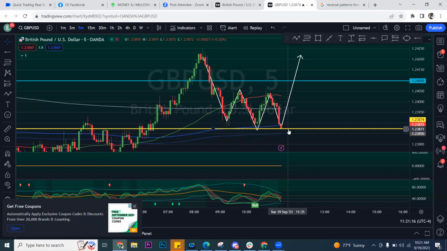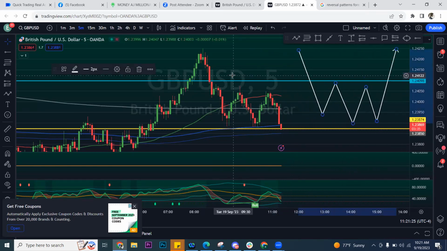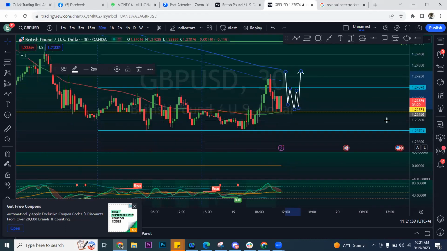So now it's at this line. If it continues to break below and close below it, it may continue to keep dropping. So then this reversal pattern would be invalid. What I'll do here is I'll go to a 30-minute, 1-hour time frame just to look at the overall move, just to make sure it's still moving in that direction.